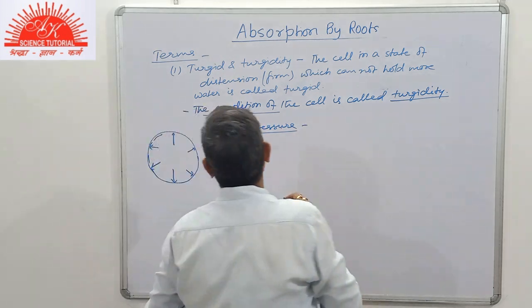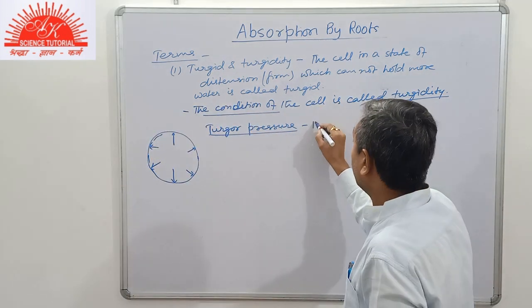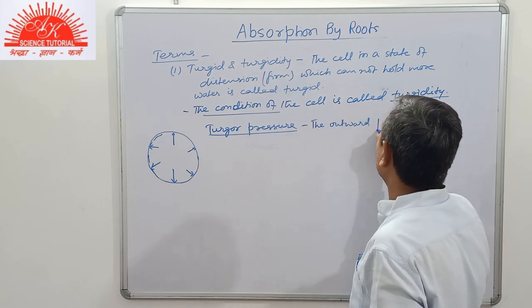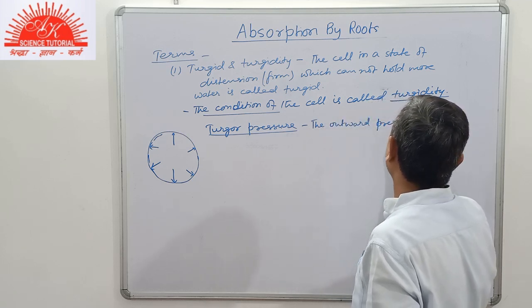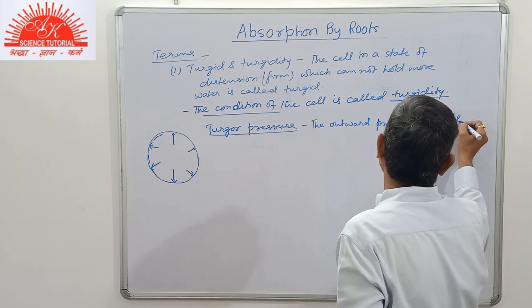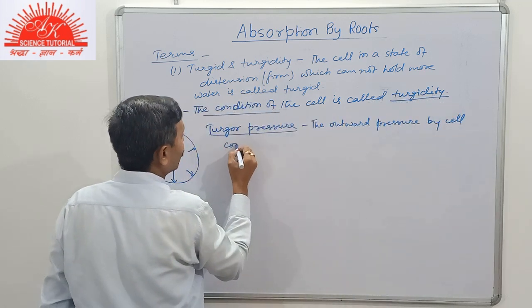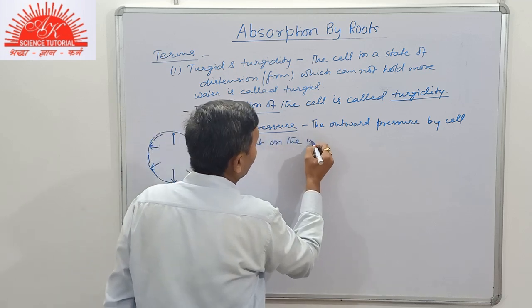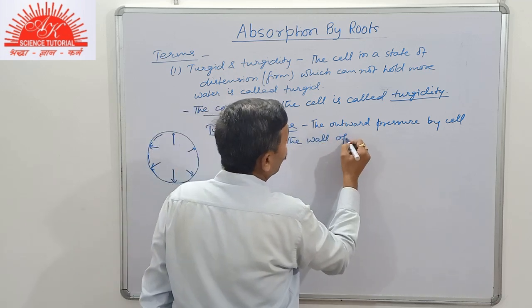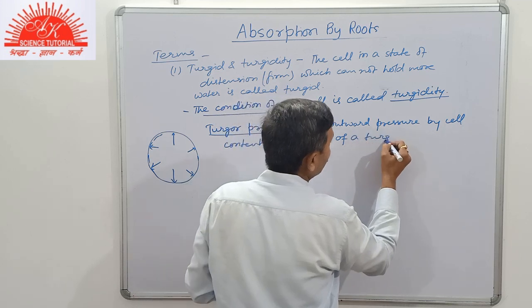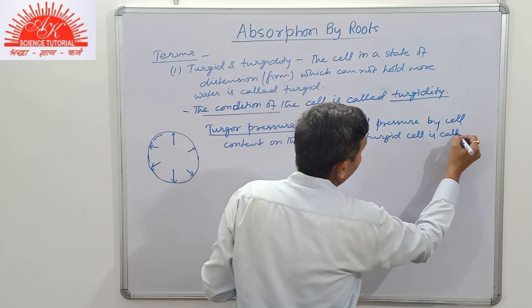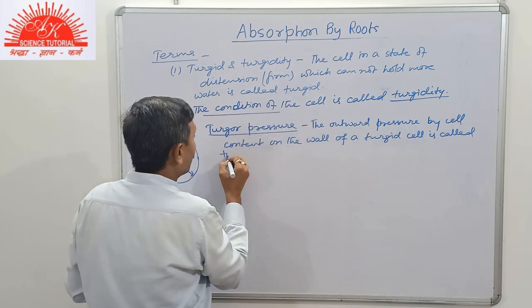Now this is outward movement, outward pressure. The outward pressure by the cell content on the wall of a turgid cell is called turgor pressure.